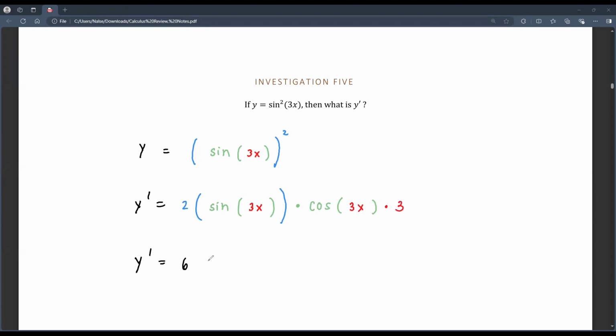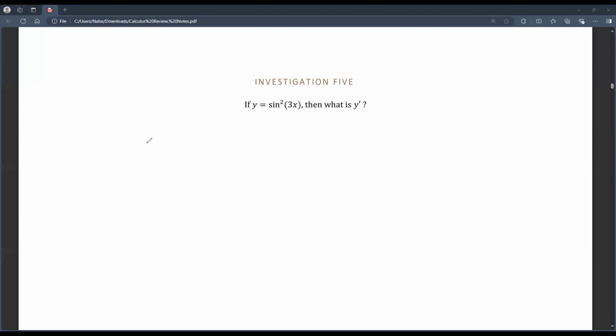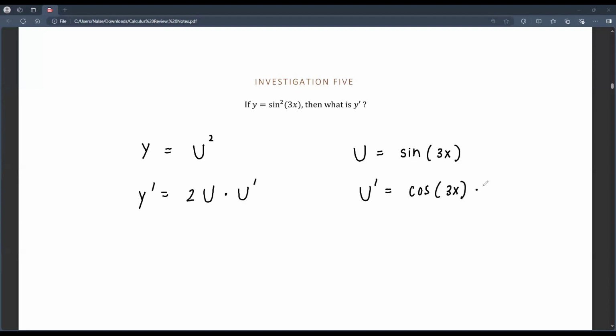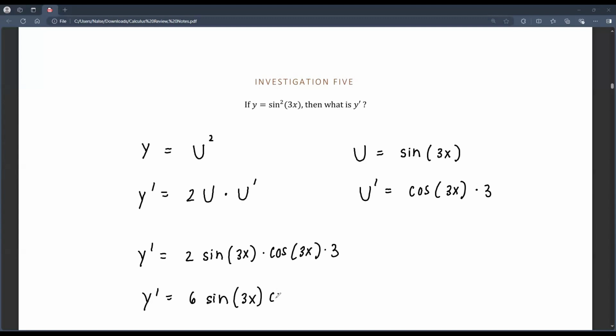With so many inner functions, the derivative can be difficult to get to, so we will introduce a strategy for simplifying this type of problem, which can be helpful when there are many inside functions to account for. I would first represent the outermost operation as u squared. This means that u is equal to sine of 3x, y prime is 2u times u prime, and u prime is cosine of 3x times 3. We have all the components of y prime, and we can write a completed derivative equation by plugging in our expressions for u and u prime. This completes investigation 5. Are you ready to move forward?